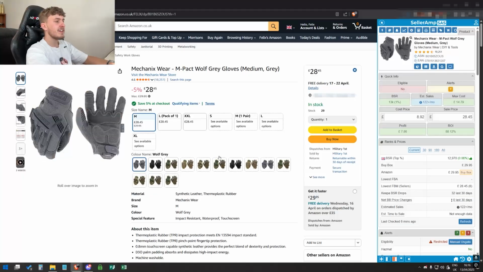This listing is a giant variation listing. There are loads of different colors and sizes, and these sales, though maybe fairly accurate, are shared across all of these different variations. And if you're just buying the medium wolf grey gloves, you're going to want to know how well that specific size and color sells versus the other ones on the listing.